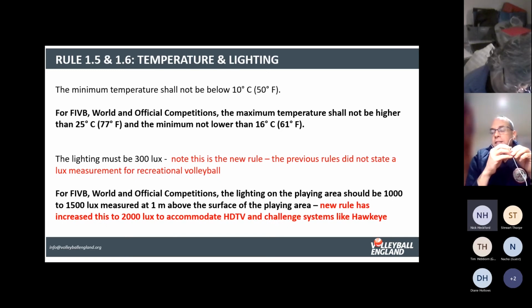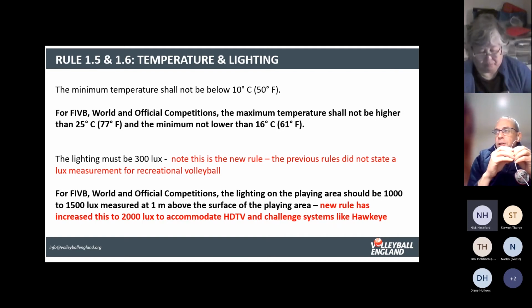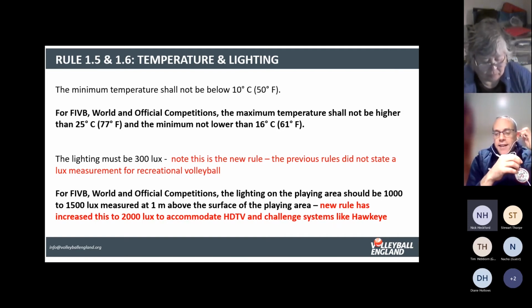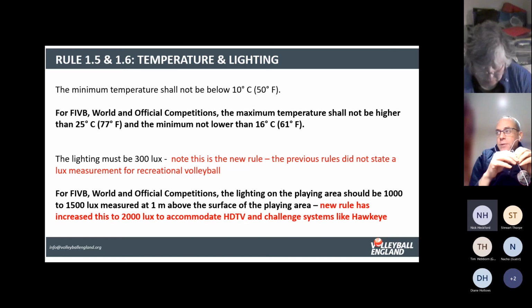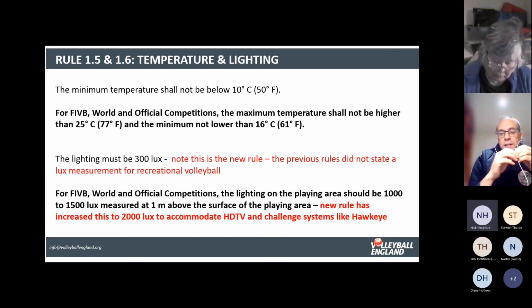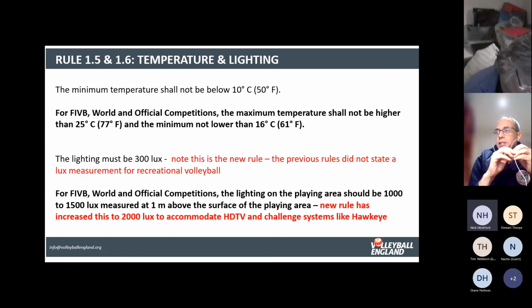Just a little bit on temperature and lighting. I don't think I've worried too much about these two elements of the rules, but the minimum temperature should not be below 10 degrees C. I wish that were true in some sports halls during the winter, but that's what the rules say. And it shouldn't be higher than 25 degrees. In general, in some places you'll find that is the case, and it's probably more humidity which is the issue rather than the actual temperature.